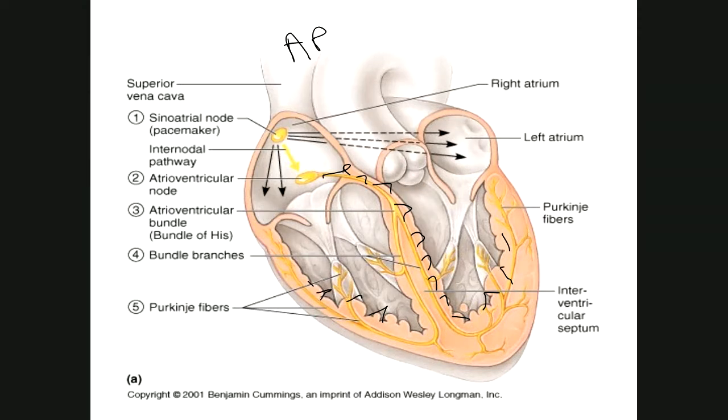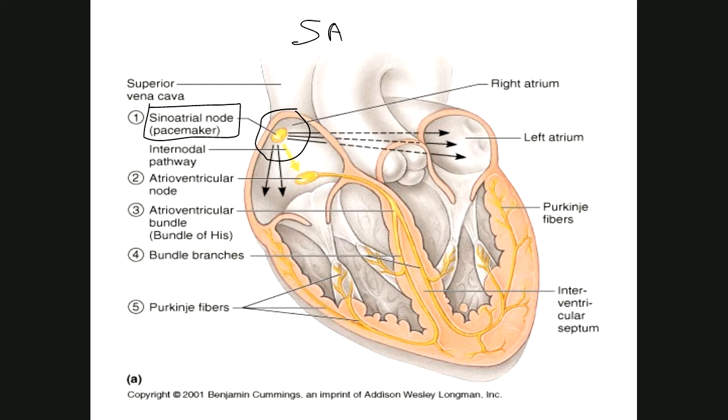Well, it starts with a node of tissue on the right atrium. It's called the SA node or sinoatrial node. And the SA node sets the pace for the heart. It sets the speed. It sets the pace. And so it's called the pacemaker. So it is the natural pacemaker of the heart.